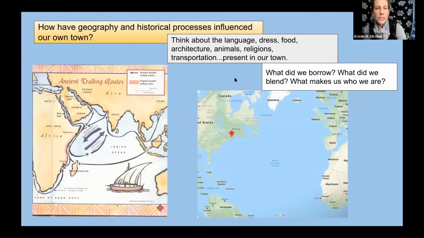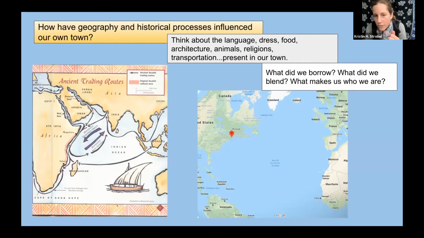So now that I've talked a little bit about geography and about the historical processes in Lamo, I'm hoping that it jogs for you a few things that you might think about in your own town, about language, dress, food. Where do these things come from, right? Where does our religion come from? Where does the transportation go? What do we borrow and what do we blend?